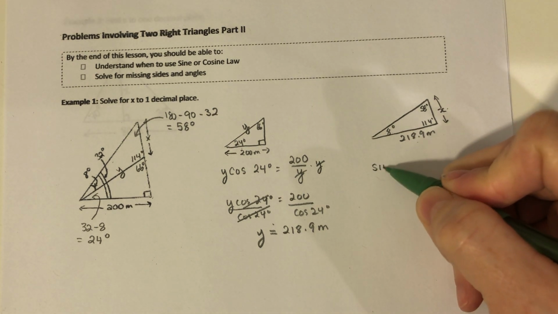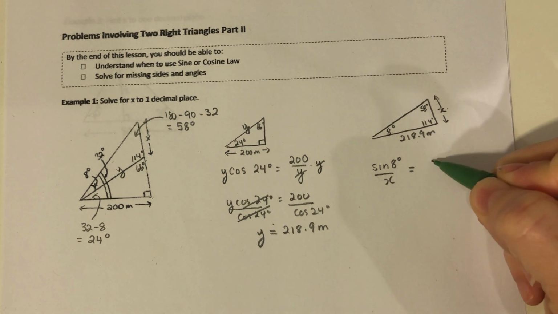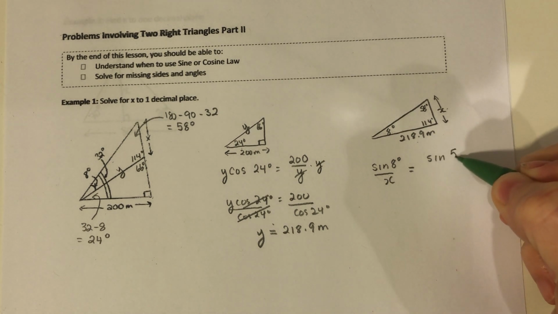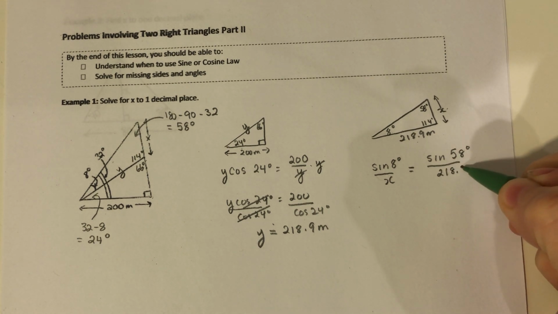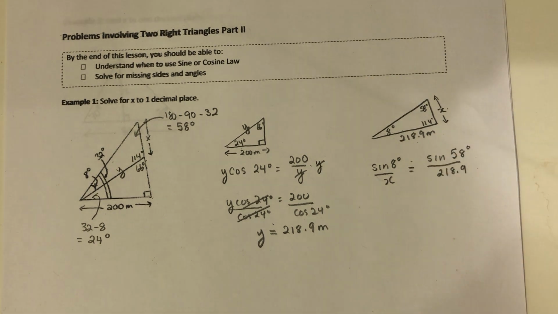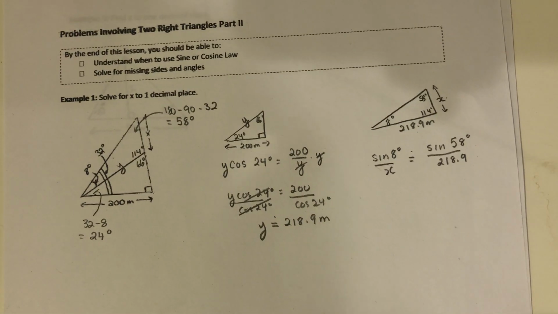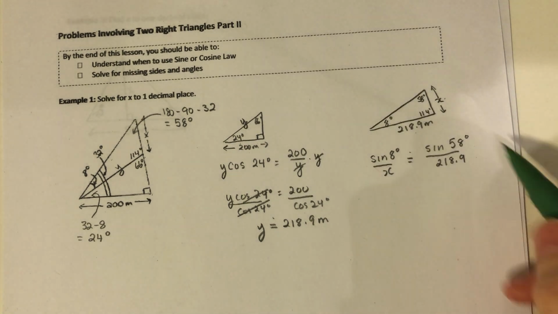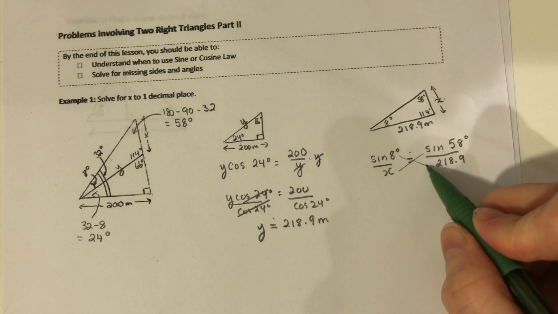So it would be the sine of 8 degrees over x equals the sine of 58 degrees over 218.9. And we should put an approximate there because it is going to be approximate since we rounded. Now again, we can do it the long way, or we can cross multiply as a shortcut. This multiplied with this and this multiplied with this.